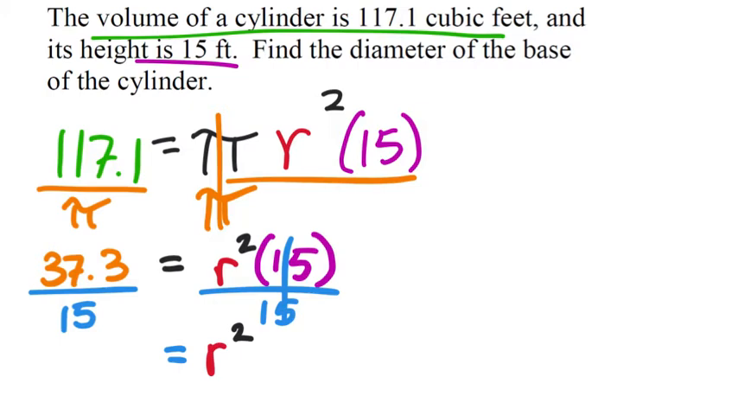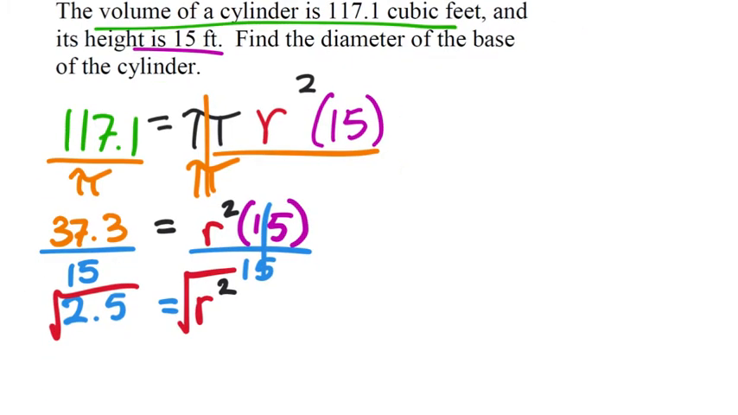Divided by 15. And for me, when I type it in exactly like this, I get 2.486 repeating. So I'll just make that 2.5. Okay, so that's the radius to the power of 2. All I really need, though, is the radius. So to do that, I'm going to square root both sides of that equation. Right, whatever you do to one side, you got to do the other side.